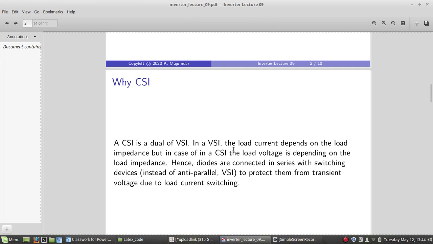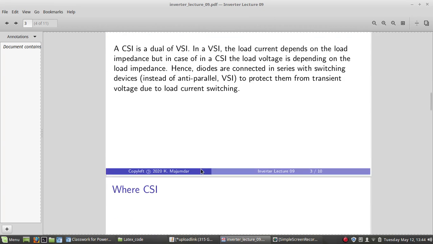Now what is the characteristic for the CSI? The load voltage, instead of the current. This is a very important statement: the load voltage depends on the nature of your load impedance. You must be clear on this. Let's proceed further.